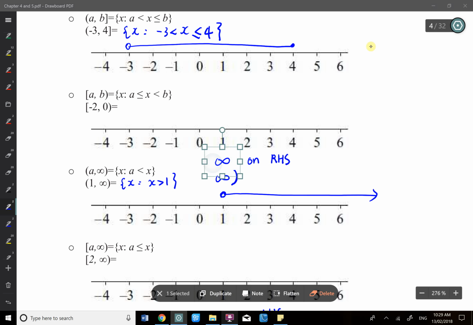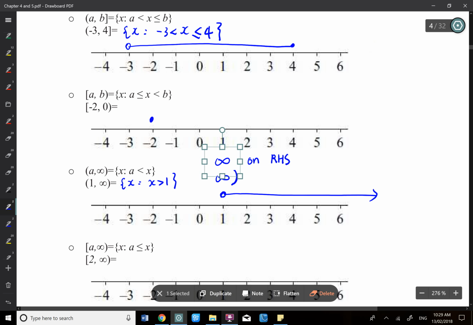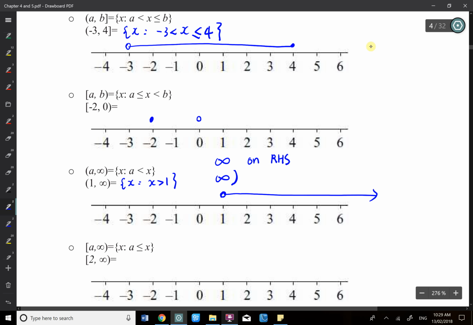Next one is -2 to 0, but not including 0. So it's a short one here. It's a collection of x such that -2 is smaller or equal to x and x is smaller than 0.